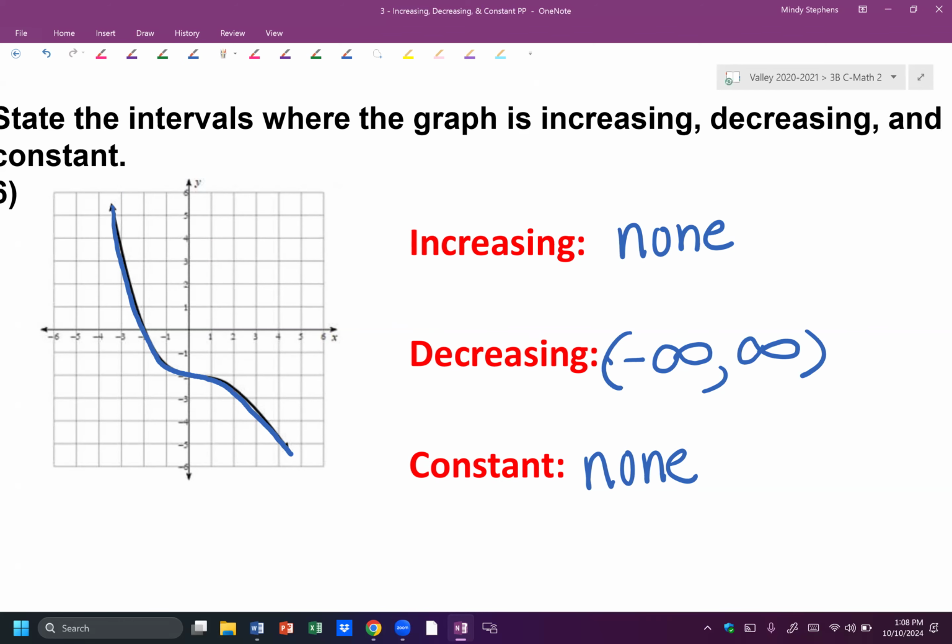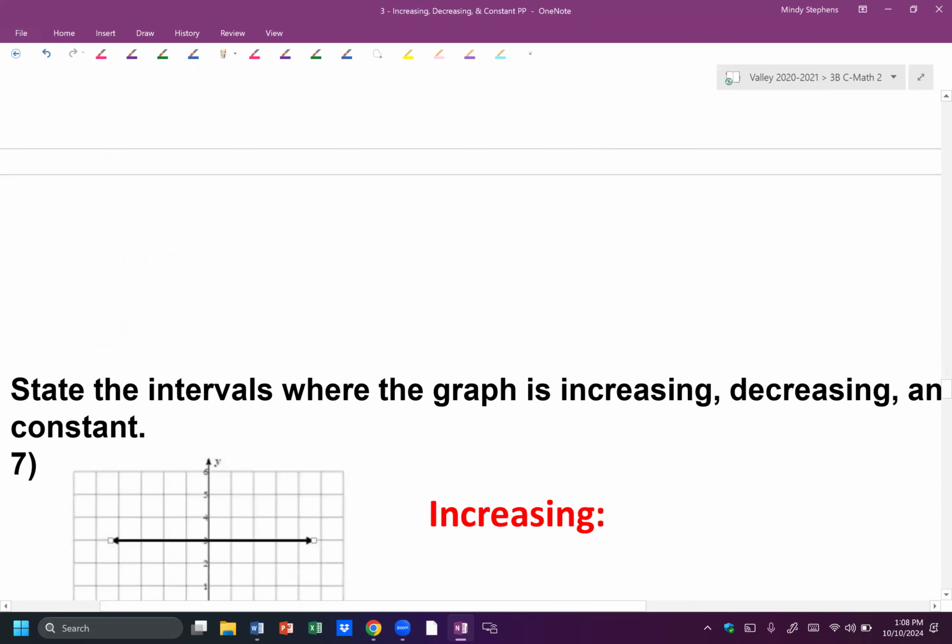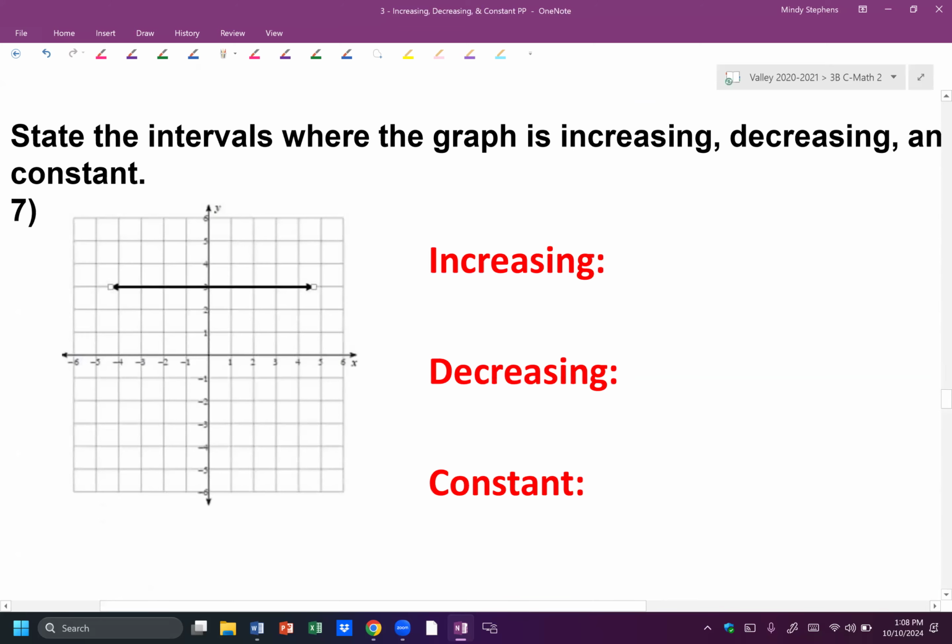Okay, so number 7. What do you think here? What do we not have? Which ones are going to be none? Increasing and decreasing, right? We don't have anything going up. So increasing is none. We don't have anything going down, but we do have a constant, right? And you have arrows at the end of those. If you can see, can you tell there are arrows on your paper? So those are arrows at the end.